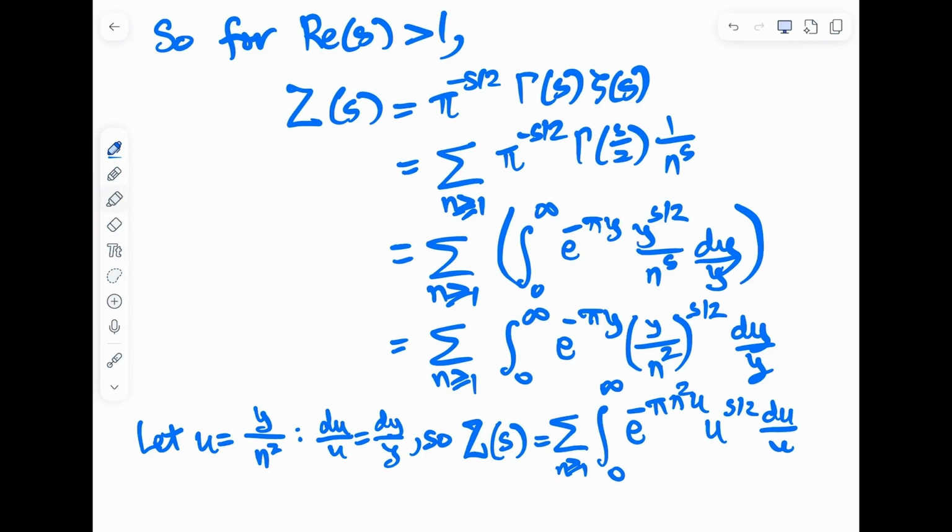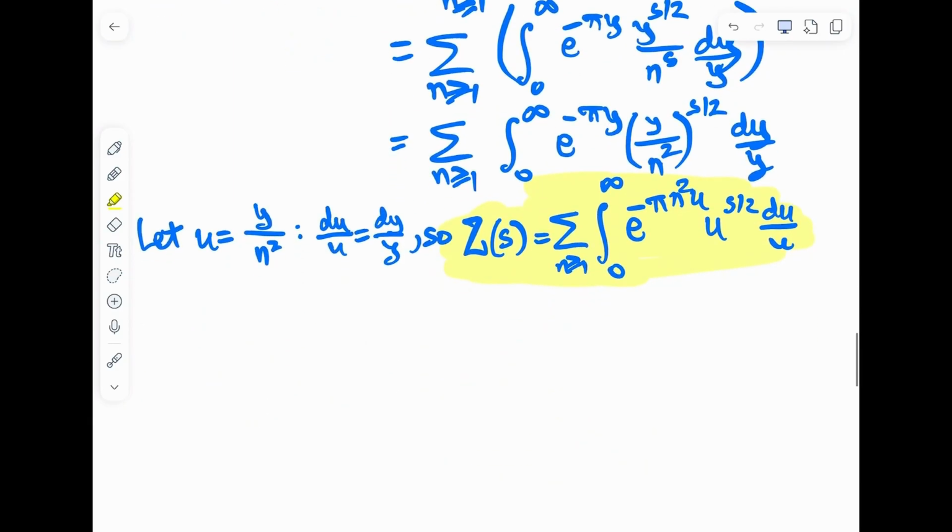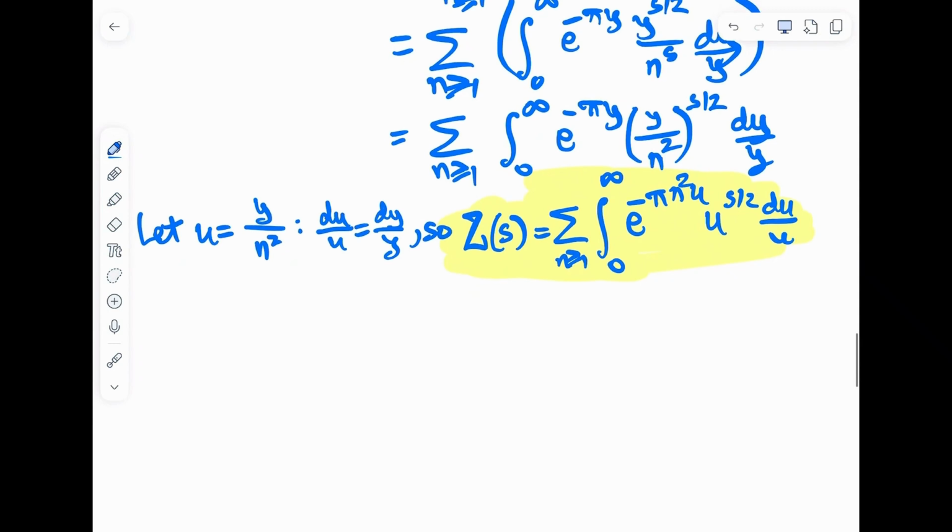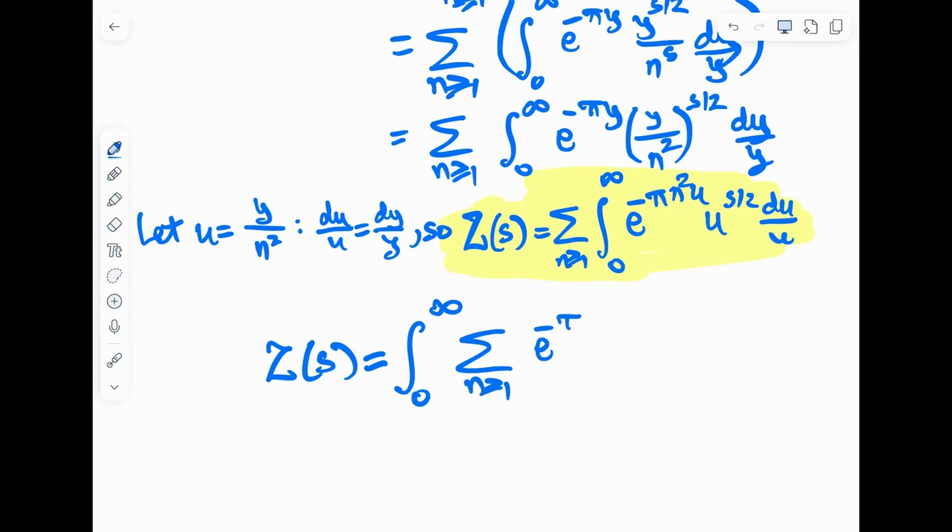So now we have a new integral. I have a series of integrals, and one can justify the swapping of the sum and the integral. So now we get an integral with a sum of e to the minus pi n squared u, where the sum is over n, and nothing else depends on n, so I can take the other part out.